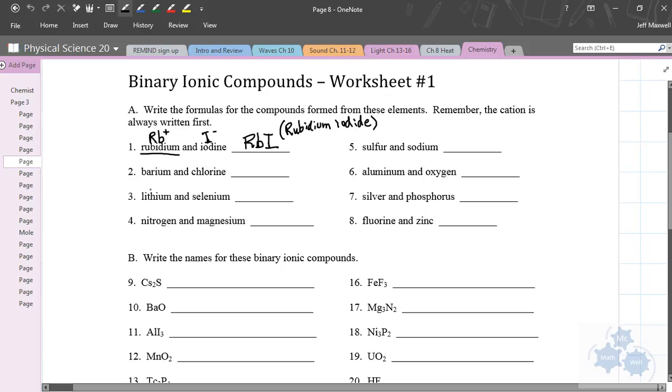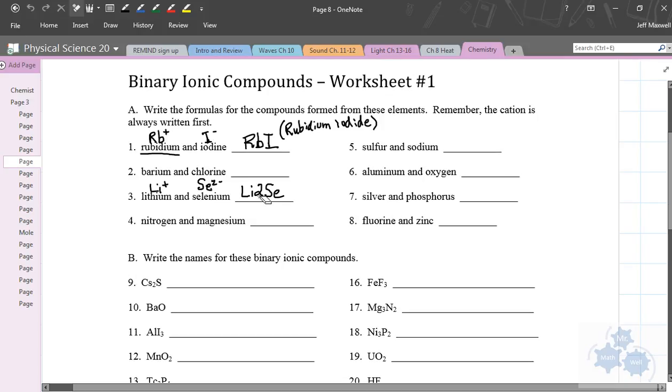Lithium and selenium. That's Li+. And selenium is Se2-. So what is the formula for the neutral compound between these two ions? Li2Se. Okay, so how's this? How's that look? Pretty bad. You're right. Why is that bad? What's the issue there?